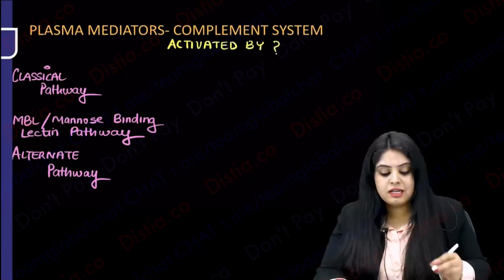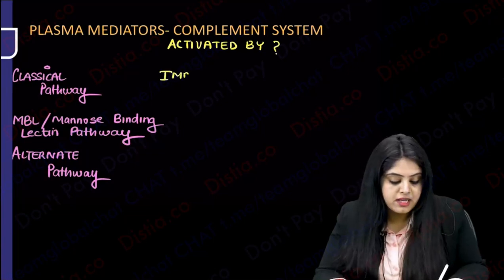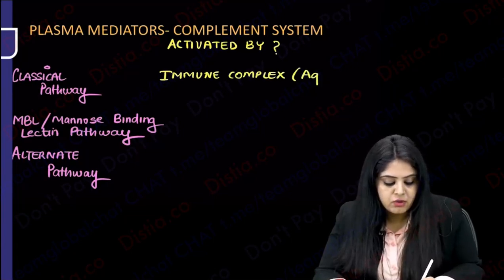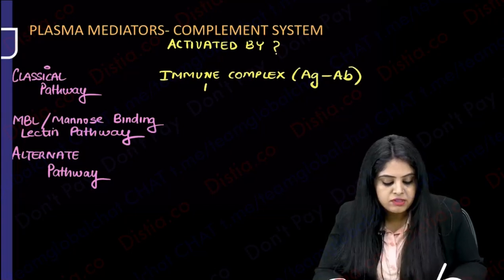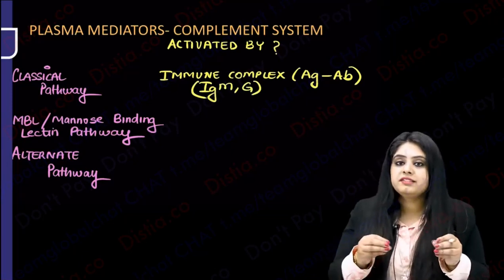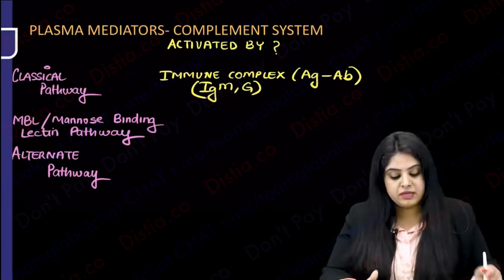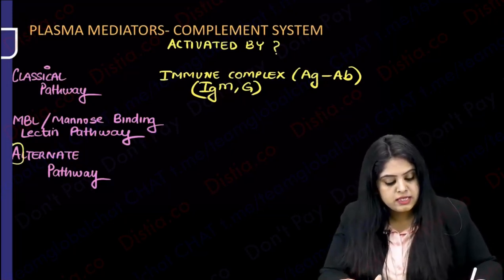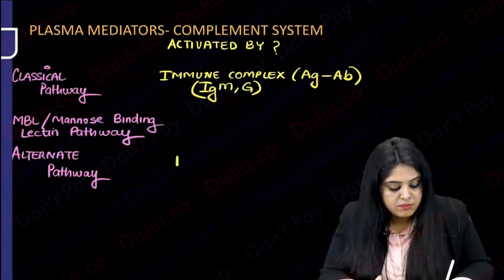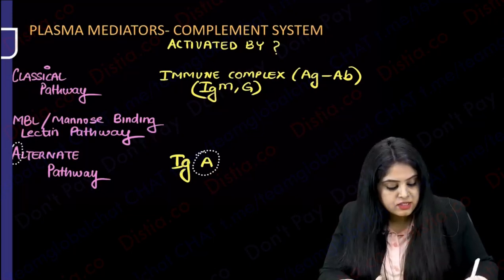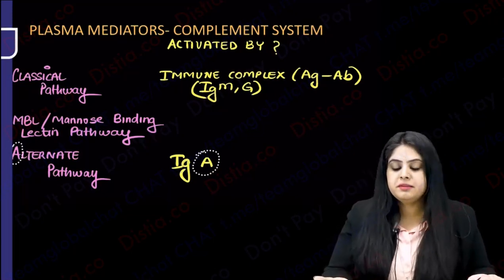So number 1, the classical pathway is activated by immune complexes. What do you understand by immune complexes? Immune complex means antigen antibody reaction. And which antibodies are going to come over here? IgM and IgG. Any immune complex that contains IgM and IgG will go and activate which pathway? The classical pathway. Talking about alternate, A for A, any immune complex containing IgA is going to go and activate the alternate pathway, A for A, simple.